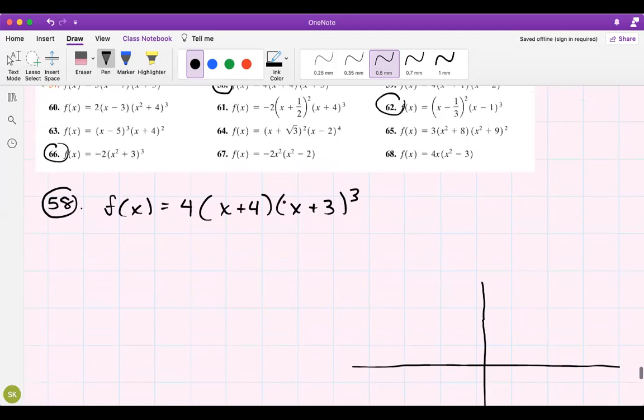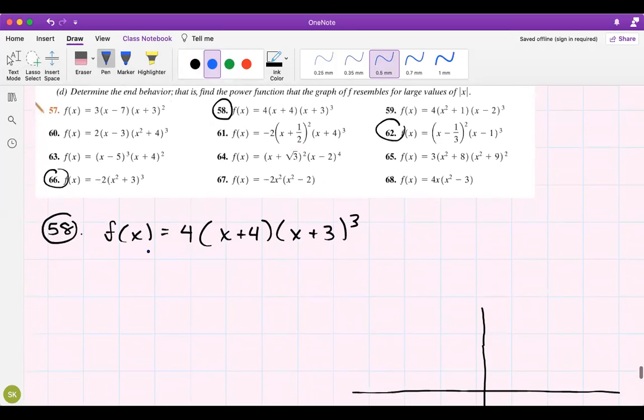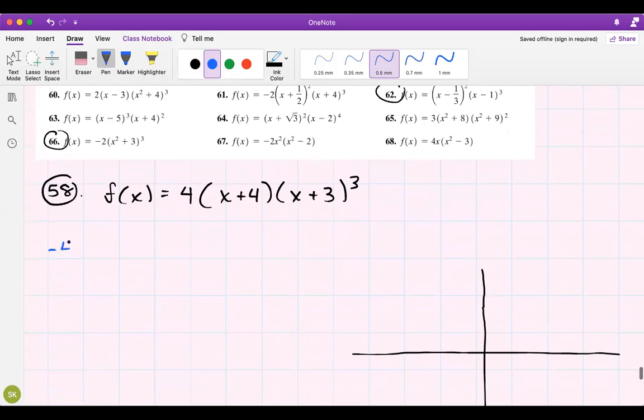So we want to ultimately graph this. First part to do that is let's list each real zero and its multiplicity. So looking at this, you can see that -4 is a zero. Our zeros are x is equal to -4 and x is equal to -3. Again, to find the zeros, you set this function equal to 0 and then you solve for x. So you would get x is equal to -4. In fact, you could just plug this in, you can see you get 0.